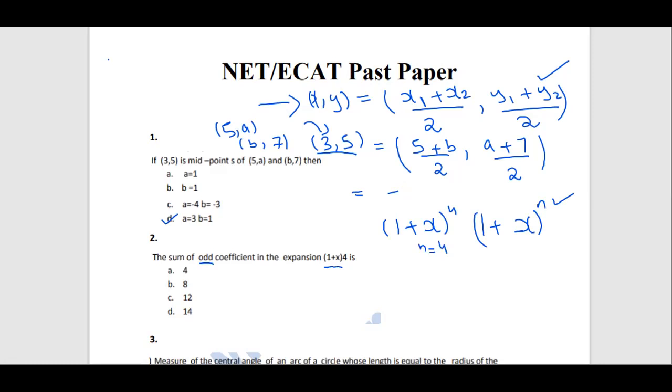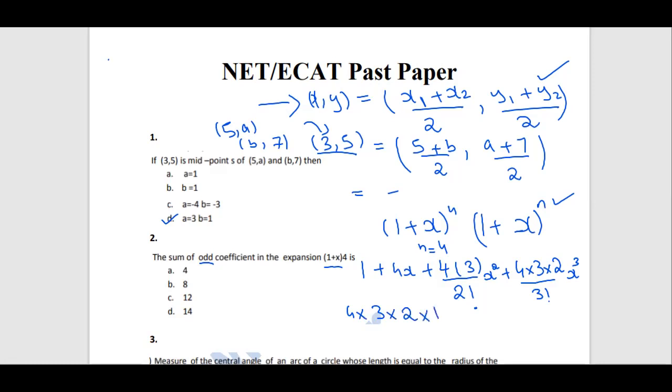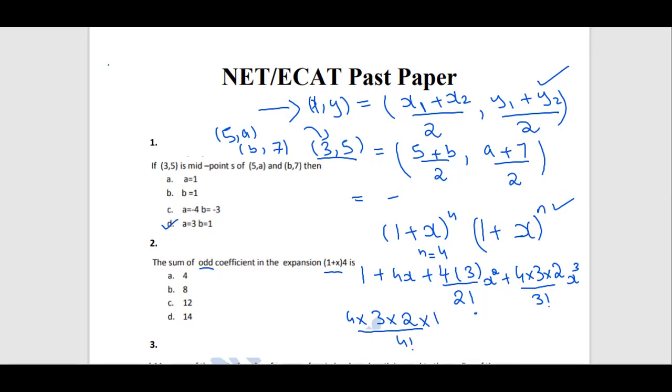We simply need to apply the binomial theorem. So the binomial theorem says the first term is 1, plus nx, our n is 4, so 4x would come, plus the third term is n, that is 4, into n minus 1, that is 3, divided by 2 factorial x square, plus the next term is n into n minus 1 into n minus 2 divided by 3 factorial into x cube, and the last term is n into n minus 1 into n minus 2 into n minus 3 divided by 4 factorial into x to the 4.